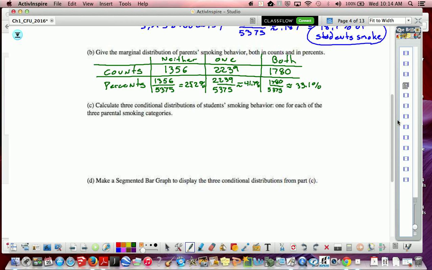Now next we want to do what's called the conditional distributions. It says three conditional distributions on student smoking behavior, one for each of the three smoking categories. Okay, so we're going to look at student smokes and student does not smoke.